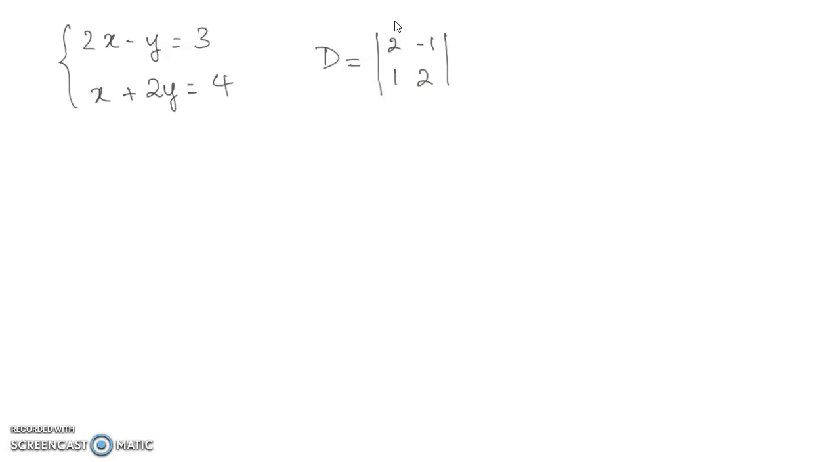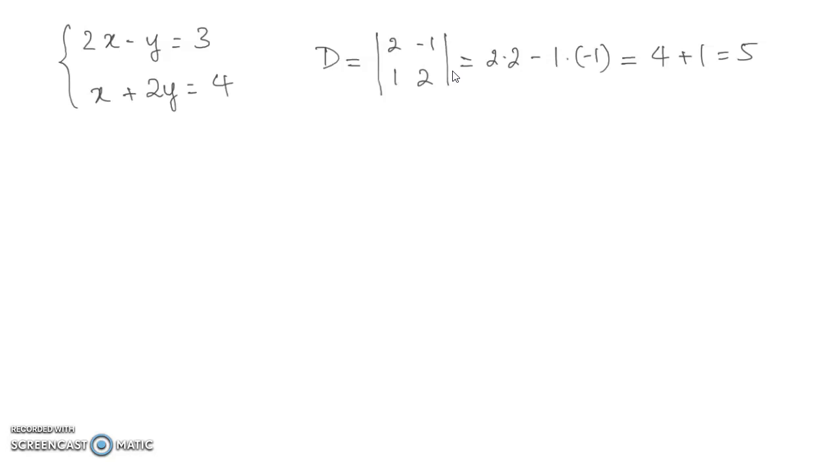Let's say that we have 2x minus y equal to 3, x plus 2y equal to 4. Okay, so I would calculate d first. So d would be 2, minus 1, 1, 2. The elements in d would be the coefficients of x and y. This is minus 1 because the coefficient in front of y here is minus 1. Okay, and then I'll calculate that. So 2 times 2 minus 1 times minus 1, and here we have 4 plus 1 equal to 5.